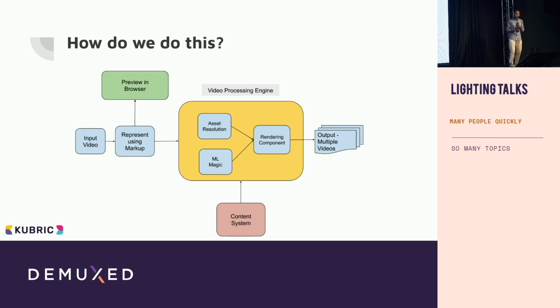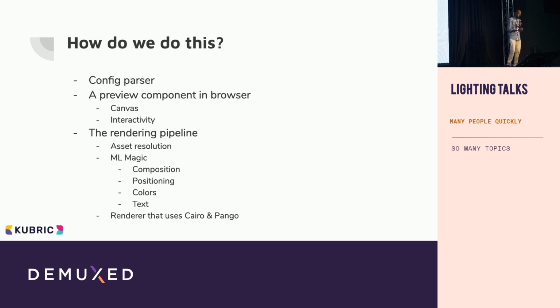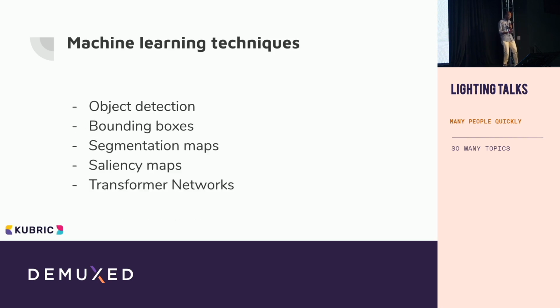So how do we do this? We have a video processing layer. We have a preview in the browser, which is basically canvas HTML. We take that, we bring in some ML magic. That's where the automation comes in when you want to create at scale. Since you have this composition, you can bring in some ML here. So you have a config parser, you have a preview component, which is canvas. It provides you interactivity. There's a rendering pipeline. And I think I'm running out of time. Okay, so there's a bunch of machine learning techniques quickly.